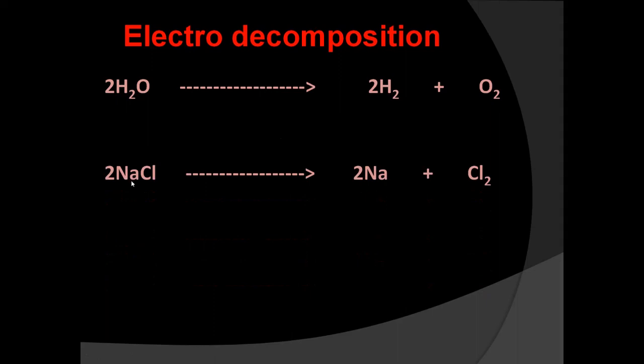Take one more example. Sodium chloride can be decomposed by passing the current, and we get sodium and chlorine. Take one more example. Aluminium oxide can be decomposed by subjecting it to current, and we can get aluminium and oxygen.